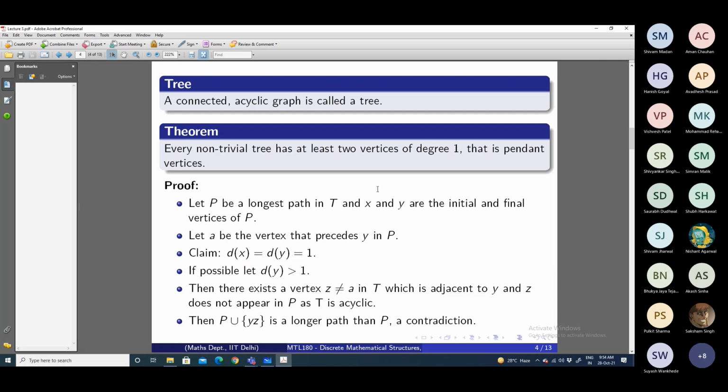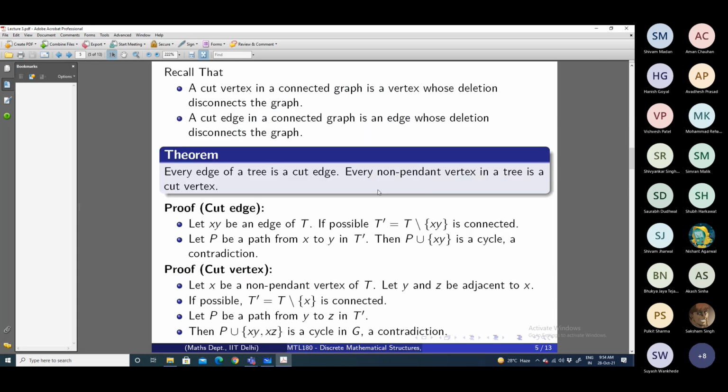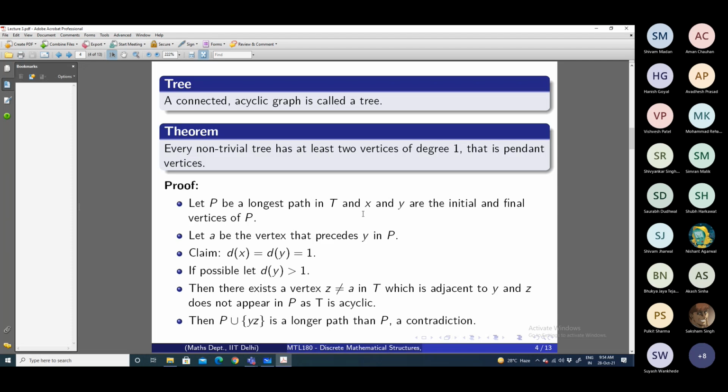The proof is very simple actually. All the proofs related to trees are very simple, and you just have to write the proof in terms of it not having any cycle. So that's all.